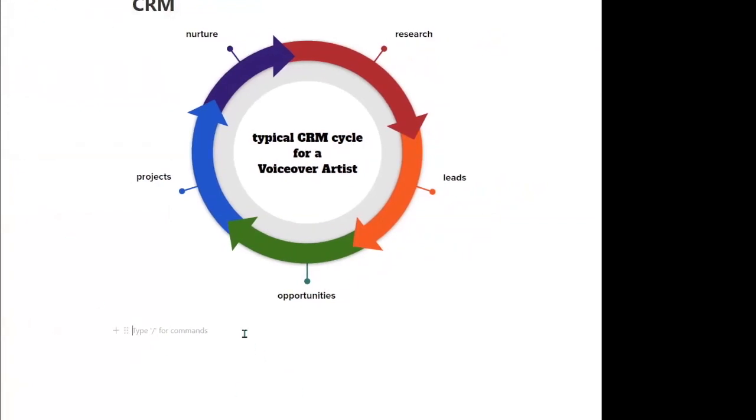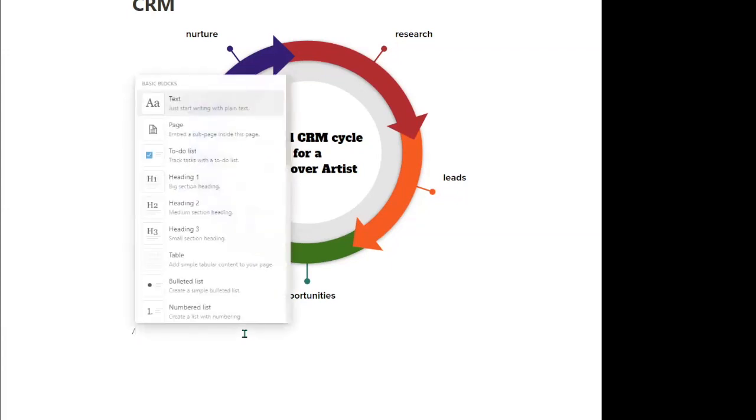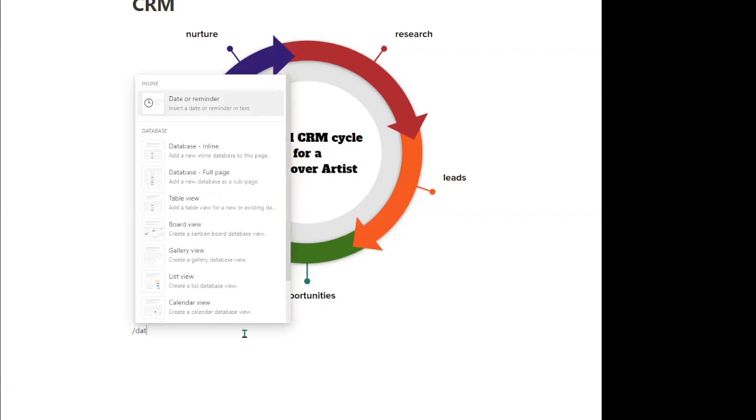And using the wonderful slash key, I'll type that. Now if I start typing the first few letters of what I want, so DAT, then we can see database, and I'll choose full page here. I'll press enter, and we've got a brand new database here, which I shall call to-do list. So this is your first database in Notion.